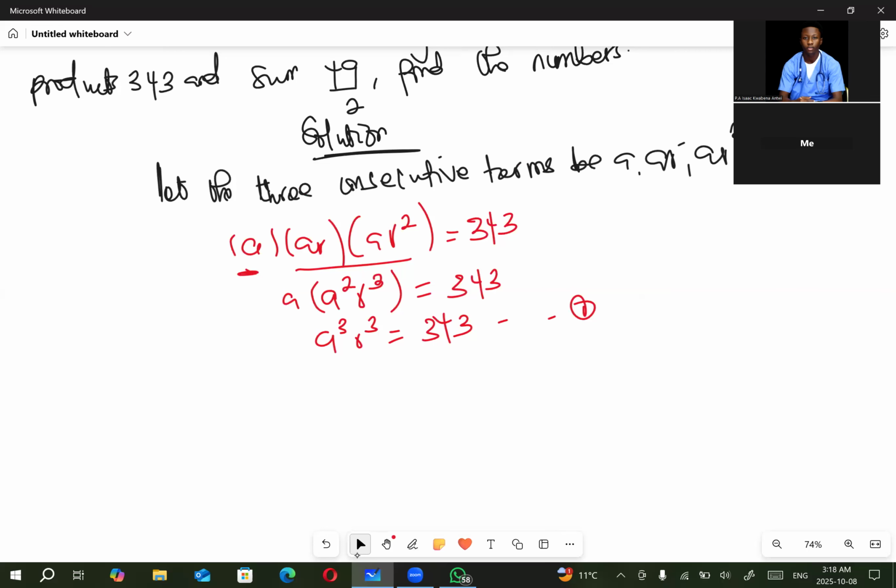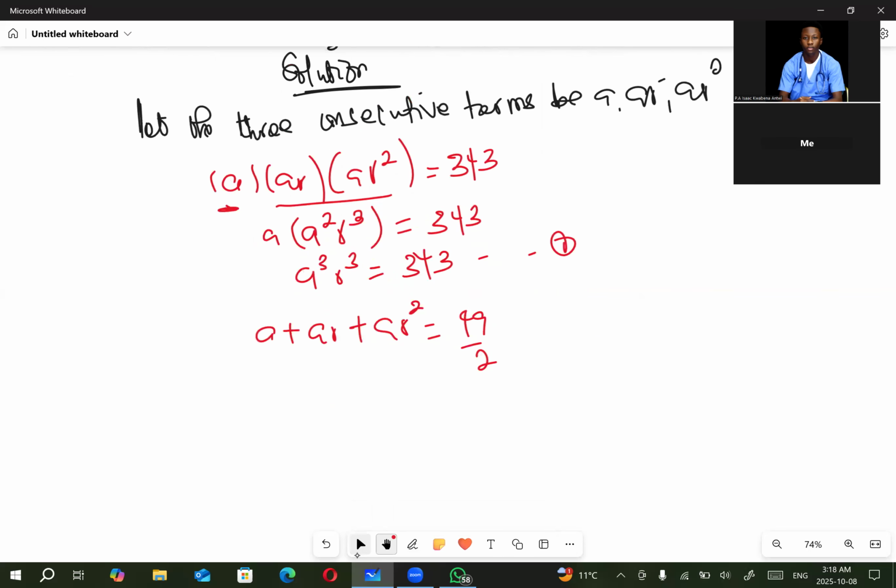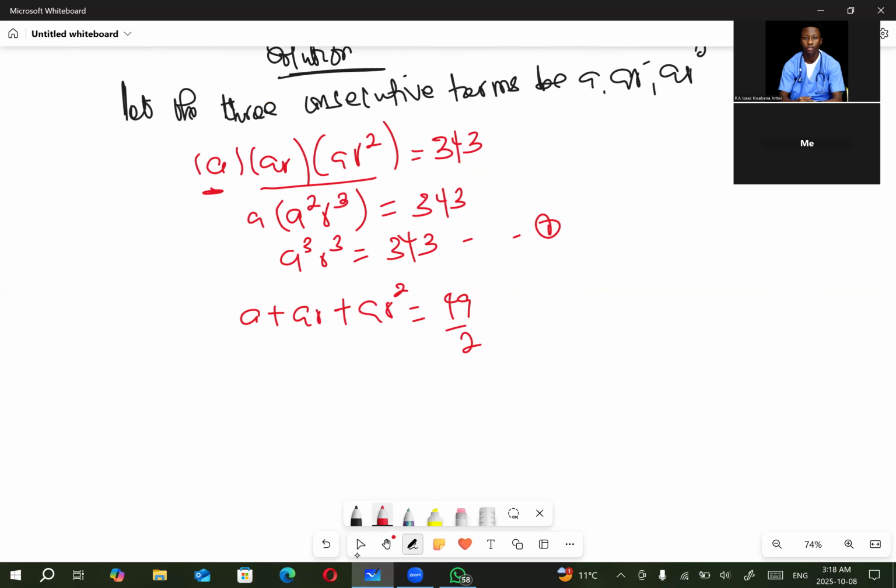Can I move on? Then the sum is what? A plus AR plus AR squared is equal to, the sum is 49 over 2. But let's do it well before we name it. You cannot add this, because in algebra, to be able to add, the variables must be the same. So equation 2.